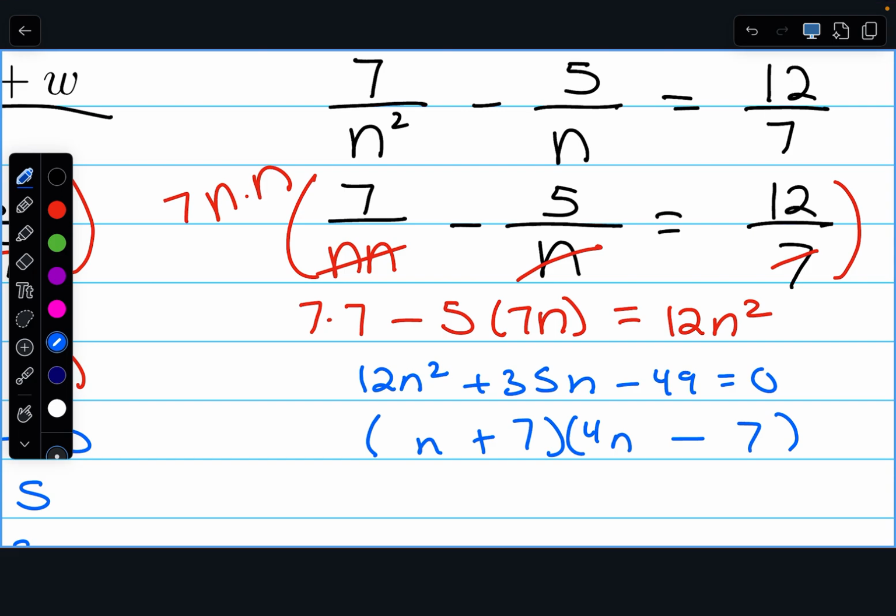Anyways, that's it. So this is non-factorable. We would have to use the quadratic formula for this. But the biggest thing I need you to understand is that you can break apart the n squared, and then you can multiply by that.